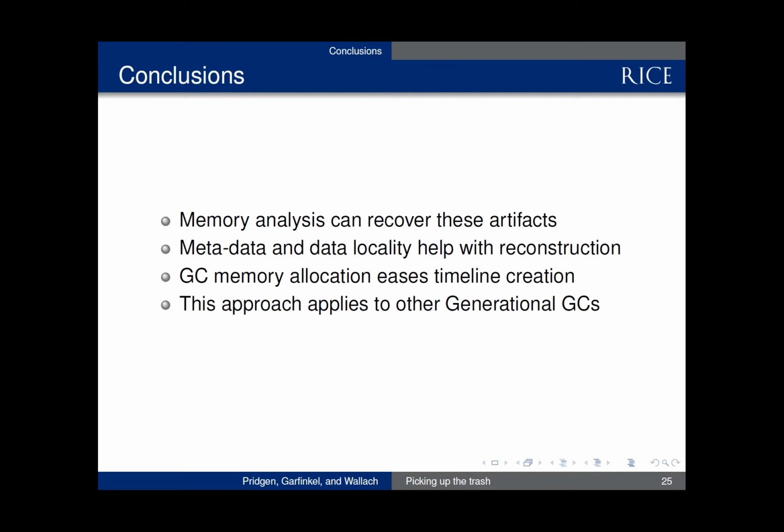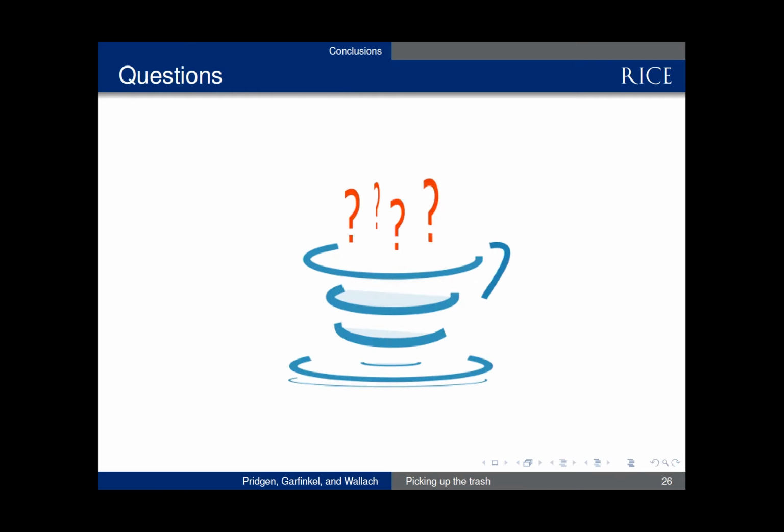I've given a generalized method for analyzing future garbage collected managed runtimes, because .NET and JavaScript, or Google V8 JavaScript, have similar types of garbage collectors, and these properties can be leveraged to perform investigations or malware analysis against these particular runtimes. And with that, I'll open it up to questions. Thanks. Yes.